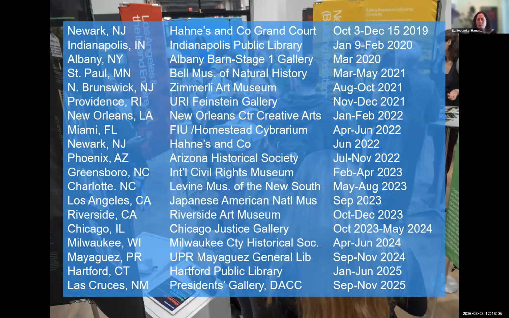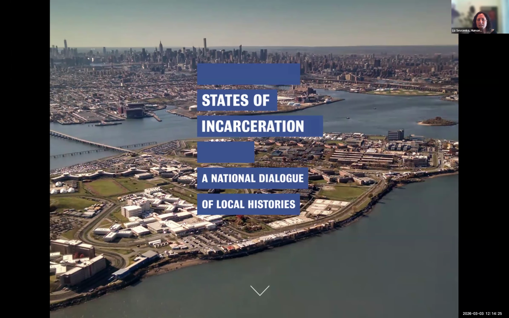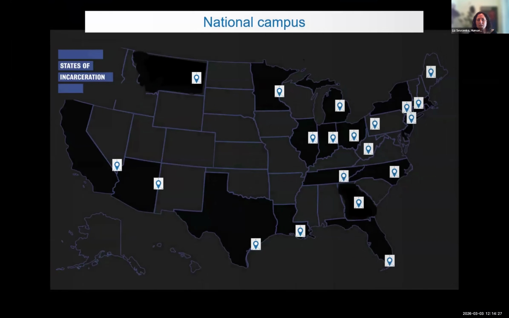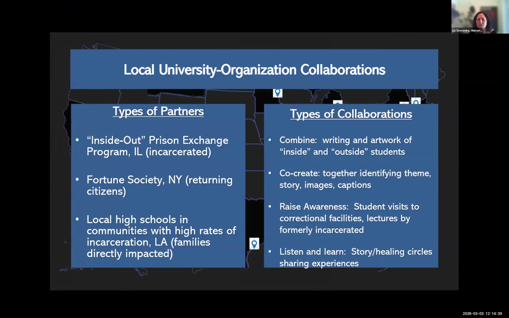The other project that I wanted to call attention to, because the exhibition is at Hunter right now and is a great resource for everybody here, is States of Incarceration. If you have any questions about that, please ask Regina. She is the director of this project. And it, like Climates of Inequality, was created by over 1,000 students and people directly impacted by the criminal legal system across the country. And in each of these localities, there were partnerships of different types.